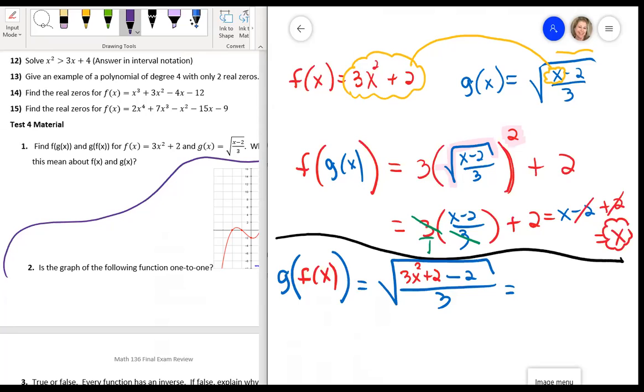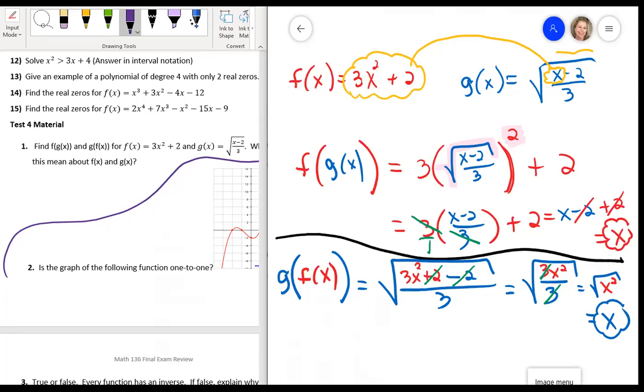The first thing that will happen in this one is in the numerator, the plus 2 and the minus 2 will cancel out. So I'll still have the 3x squared on the top and the 3 on the bottom. And then the 3's will cancel out. So I'll be left with the square root of x squared. But if you square root an x squared, you're just left with x.